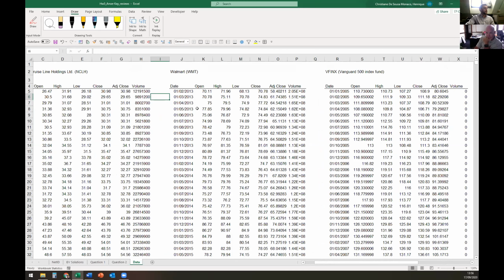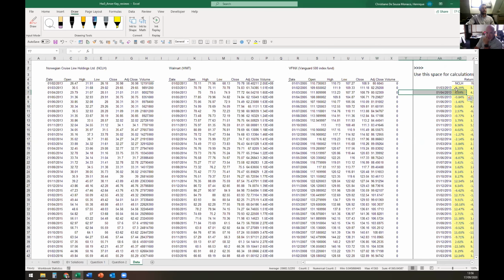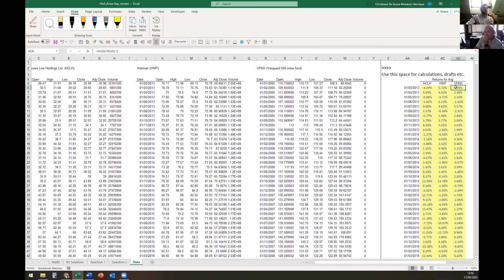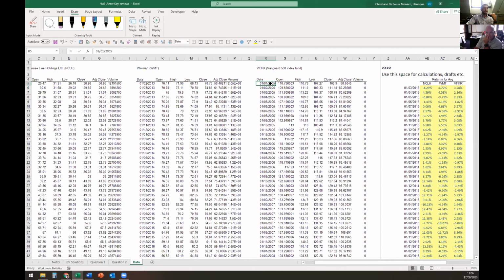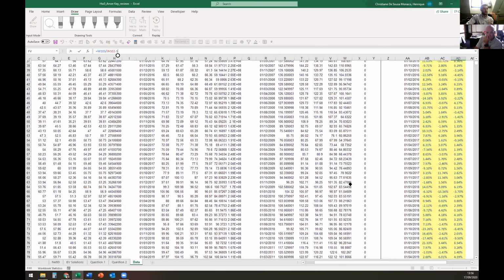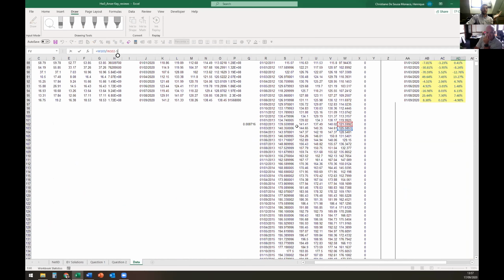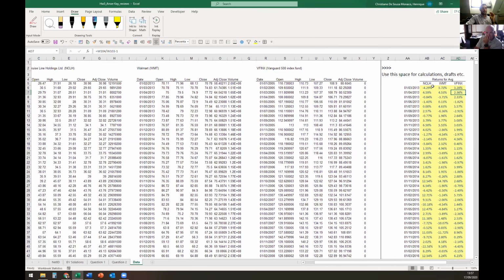So you should have that. I'm calculating the difference monthly, so I get the monthly returns. For the Vanguard fund, remember, I think it's pointed out in the question, it starts in 2005. So you should start here on the same date, 2013. You could have deleted the data that you're not going to be using, or done as I did, and you should get those monthly results over here.